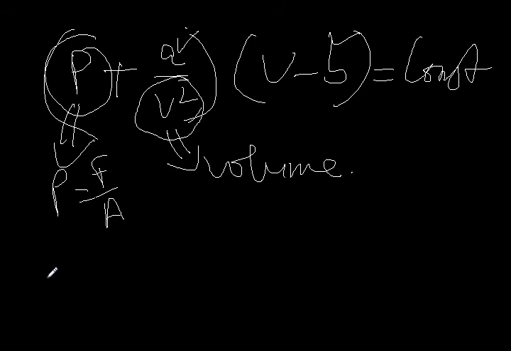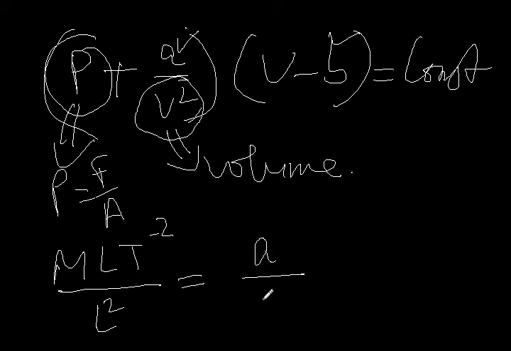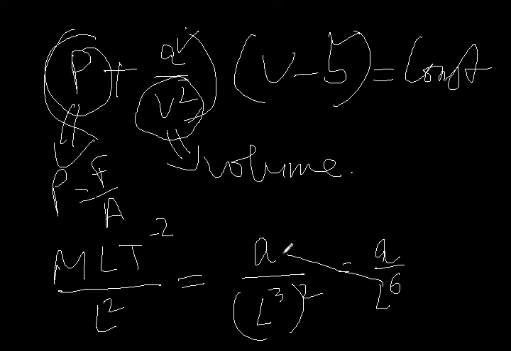So I write the dimension of p as MLT^-2 divided by L square, and that should be equal to a by v square, means L cube square. So it is a by L to the power 6. And then what I do, I cross multiply it here, and I can see with an eventual calculation that this becomes 7. 7 minus 2 is 5.